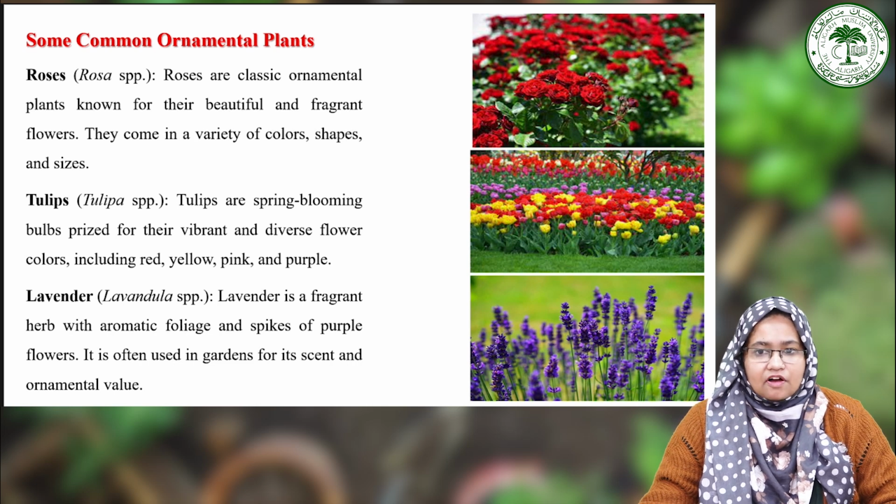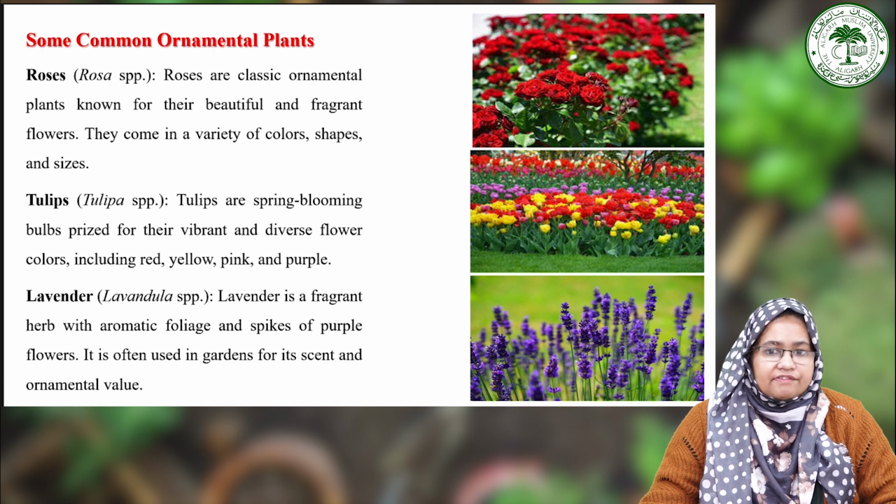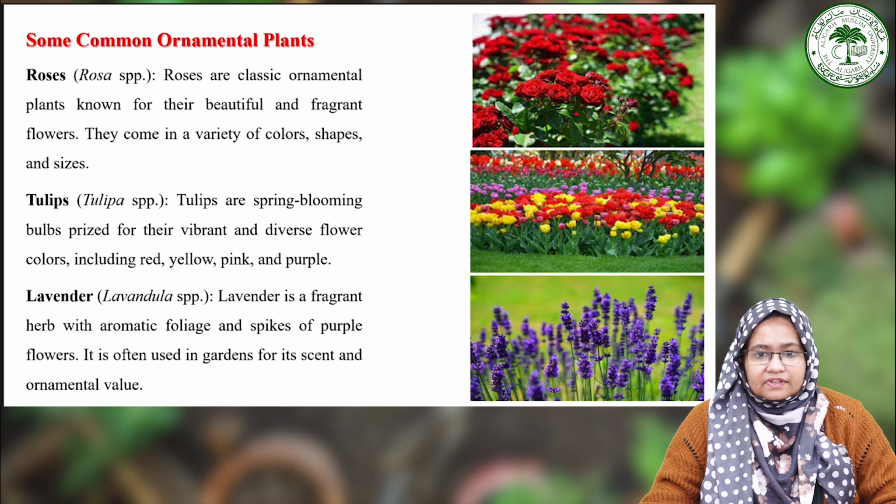There are countless ornamental plants cultivated and appreciated for their beauty worldwide. Here are some common examples of ornamental plants. First, roses. Roses are renowned for their stunning and aromatic flowers, which come in an array of colors, shapes, and sizes. They are classic ornamental plants that add elegance and charm to gardens and landscapes, as we can see in these images. The next plant is tulips.